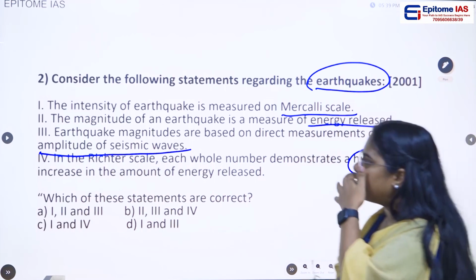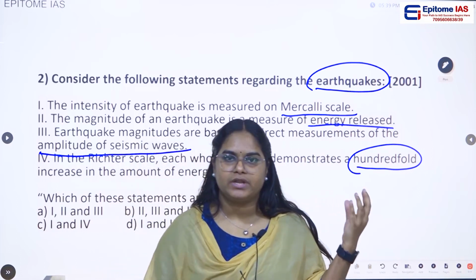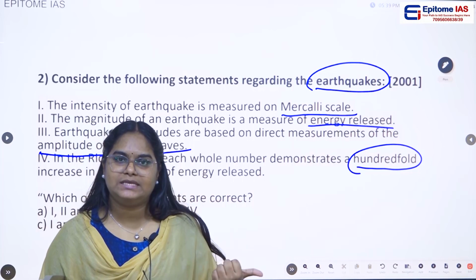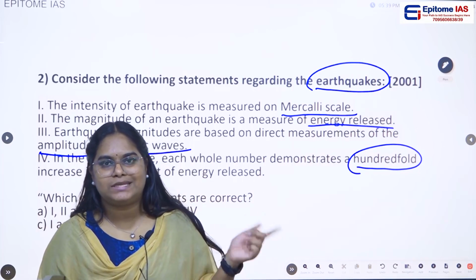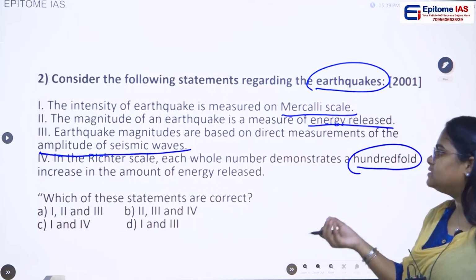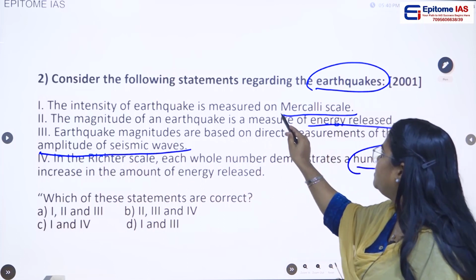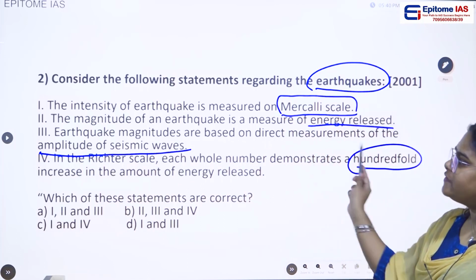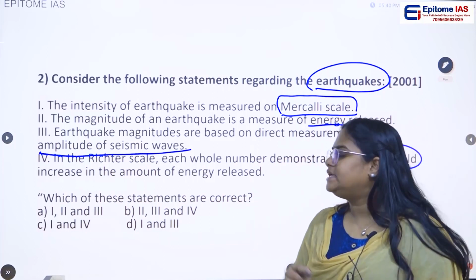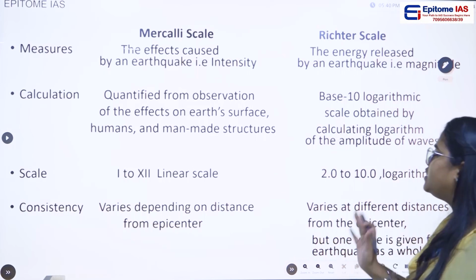So basically they are talking about the two types of scales which we use to record an earthquake. What are these two scales? One is the Mercalli scale and another one is the Richter scale. So this particular question is based on these scales. The first statement says that the intensity of the earthquake is measured by the Mercalli scale. So let us first discuss the major differences between the Mercalli and the Richter scale. Then we will come back to this question and answer it.